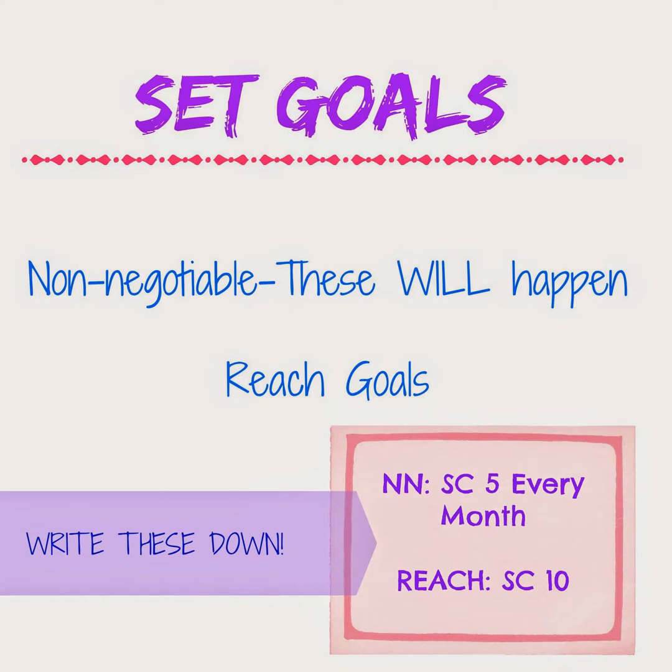So for instance, I did a little example down there, and my non-negotiable goal is Success Club 5 every single month. And then my reach goal is Success Club 10. Now I've reached Success Club 5 every month, but I've only had 1 month of Success Club 10. So my non-negotiable I've achieved, and my reach goal I've achieved once.